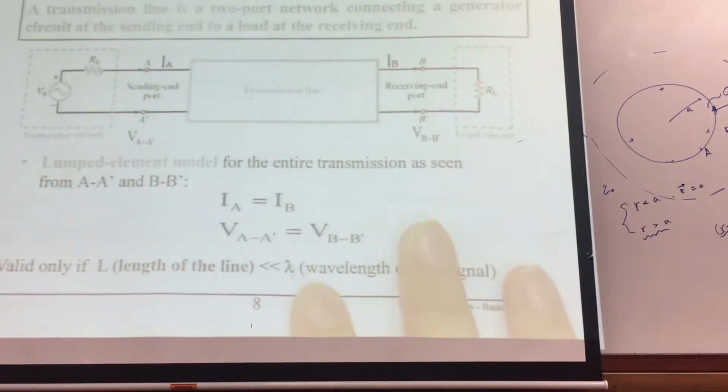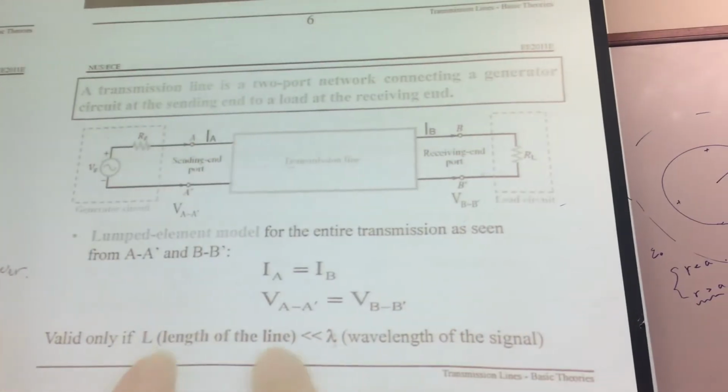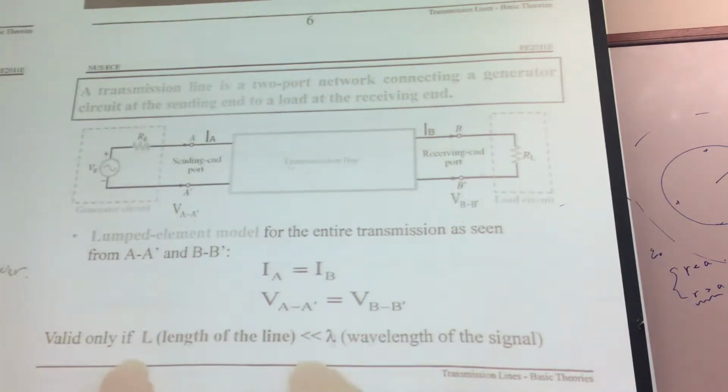Port 1, port 2, then you have S parameters. You don't learn S parameters, so I'll keep it simple and quick. So you see, the L is very much smaller than lambda, which means the frequency has to be very high.